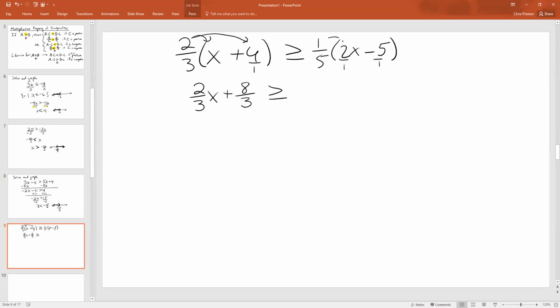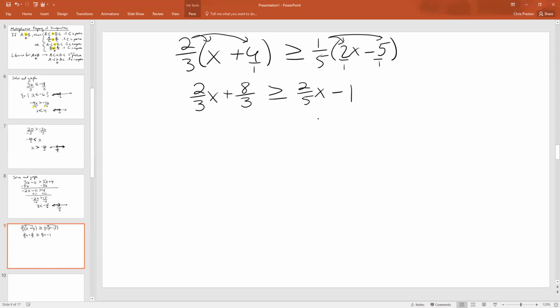So we're going to distribute this one. So top times top, 2, bottom times bottom, 5. So 2/5 x. Then 1 times 5 is 5, 5 times 1 is 5, 5 divided by 5 is 1. All right, and then we're going to solve this problem.